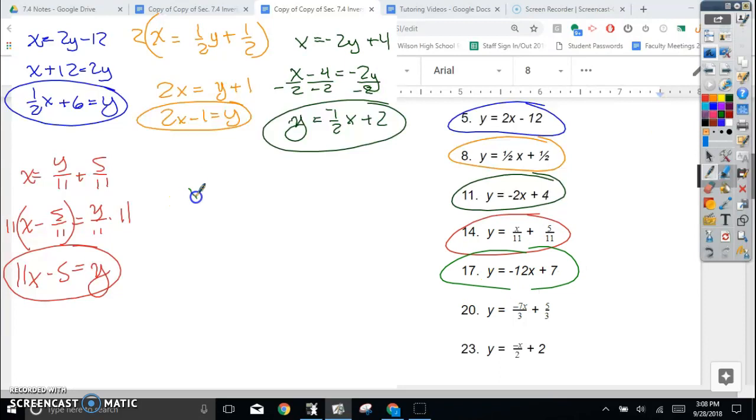All right, so let's switch them. We got x equals negative 12y plus 7. So we got x minus 7, negative 12y. Divide everybody by that, negative 12.